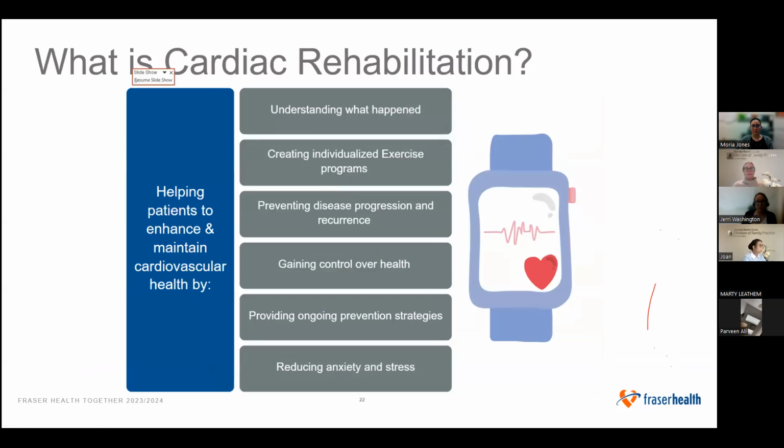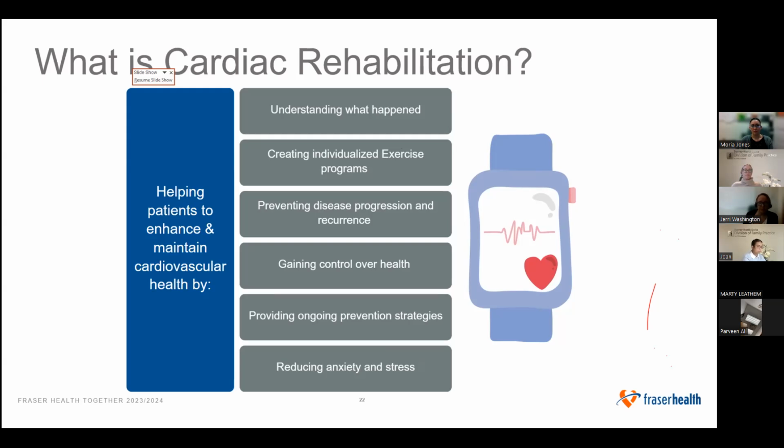So what is cardiac rehab? We help patients to enhance and maintain their cardiovascular health by helping them understand what happened, what brought on the cardiac event. We create individualized exercise programs for them. We help them in preventing disease progression and reoccurrence, helping them gain control over their health, and providing ongoing prevention strategies and reducing anxiety and stress.